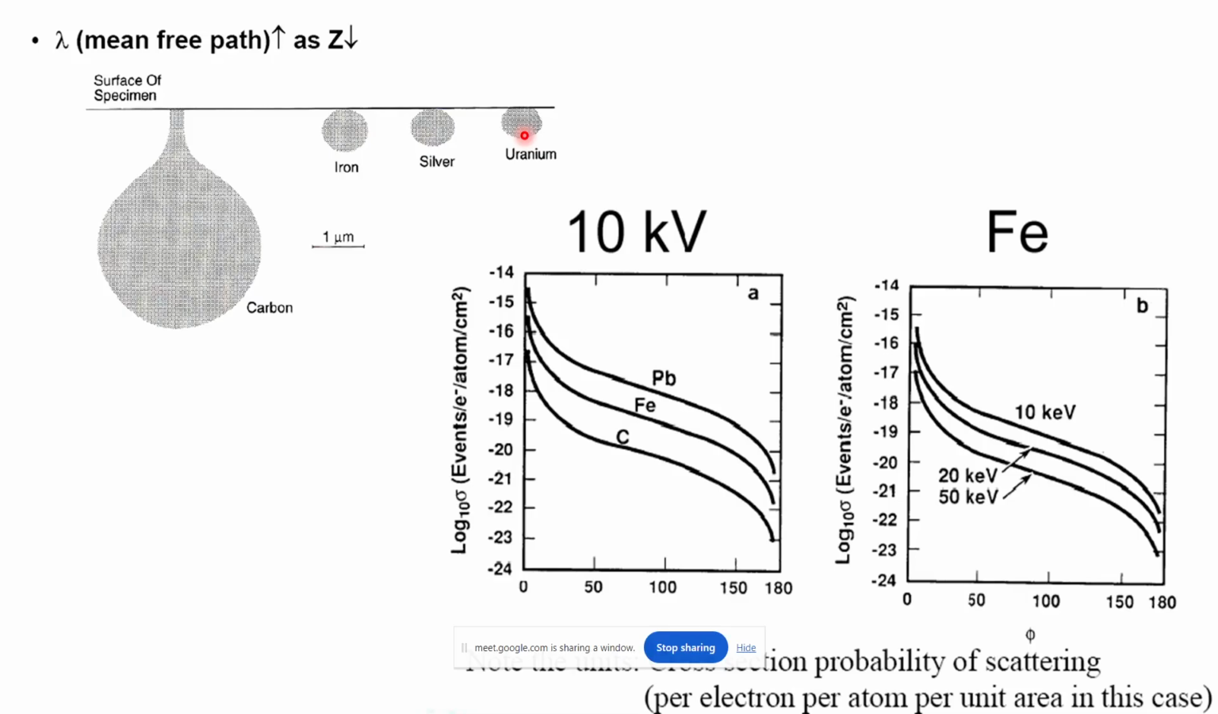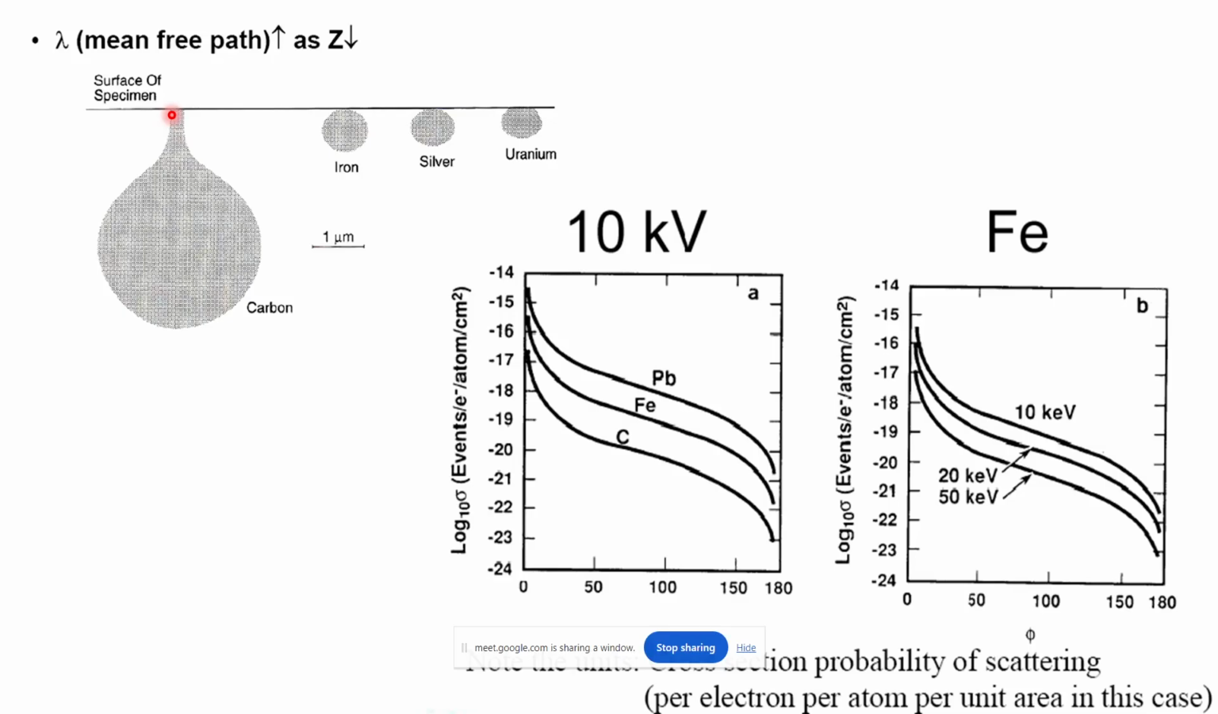As a result, there will be more repulsion between the incoming electron and the atom. So the interaction volume will be much smaller compared to the lower atomic number. The lower atomic number, like carbon, will have a much higher interaction volume compared to silver and uranium, which have a very high atomic number, due to the electron repulsion. Also, there is one more thing you can see from this figure. What is interaction volume? Basically, the volume where the electron is interacting with the specimen.